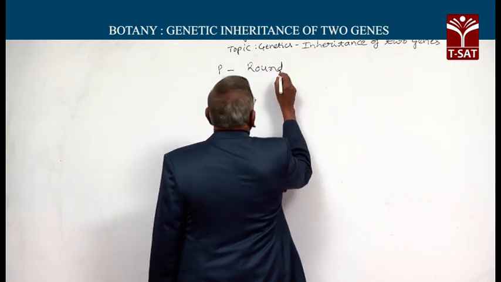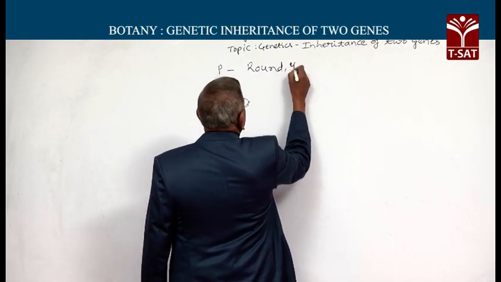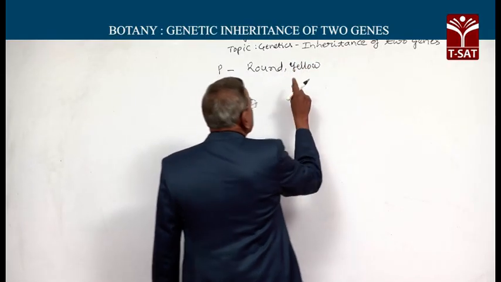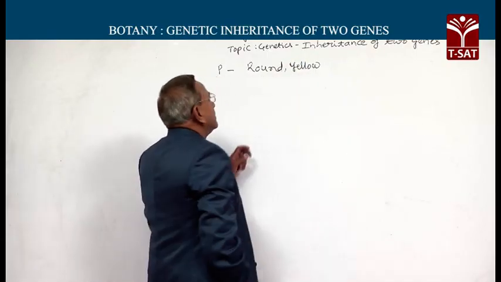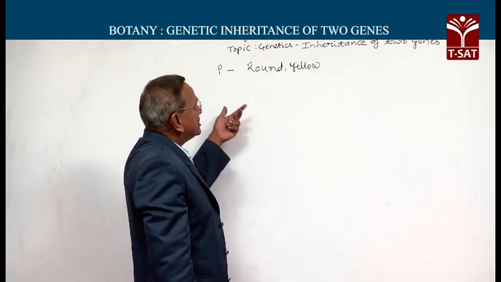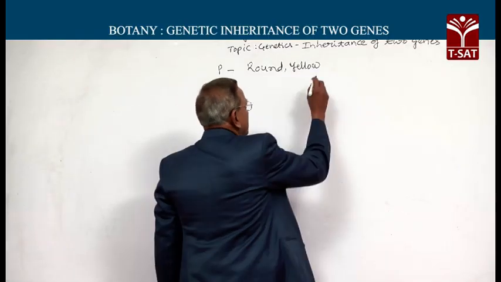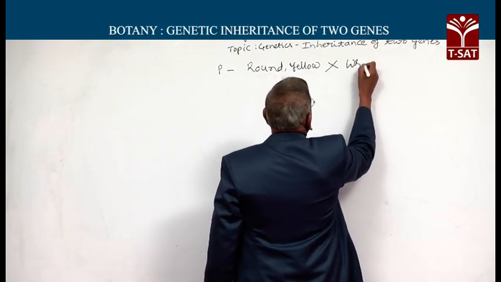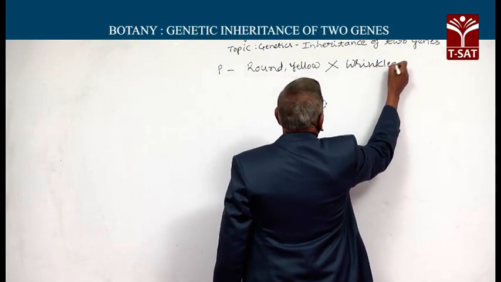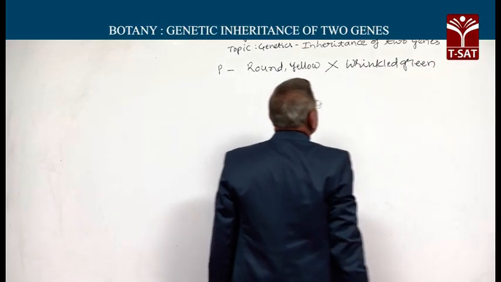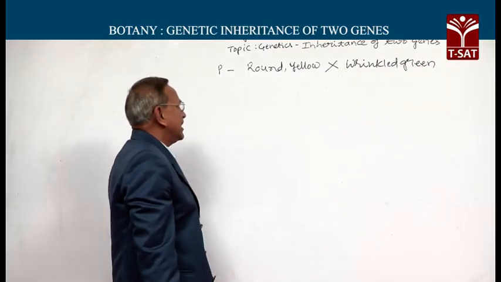round seeded, yellow seeded was one parent. These are true breeding, and these plants produced round and yellow seeds only in subsequent generations. This is crossed with wrinkled green seeded plants, wrinkled green seeded plants.